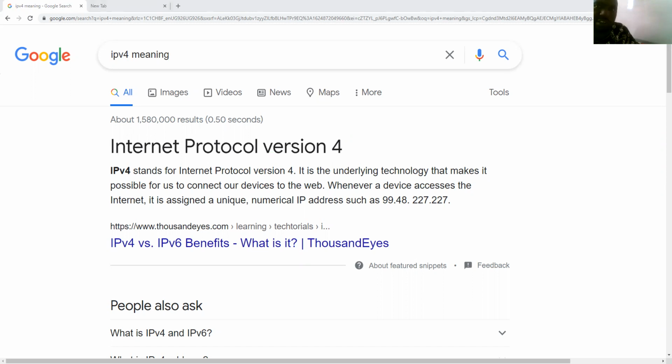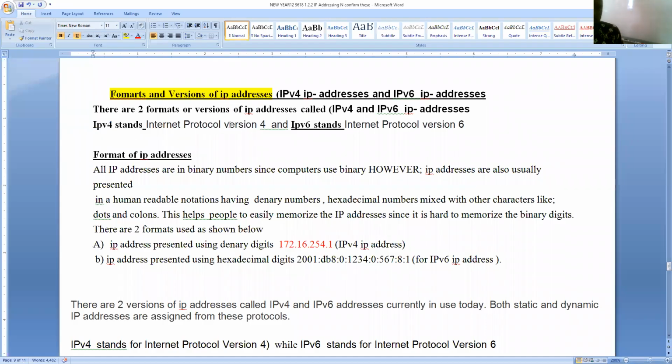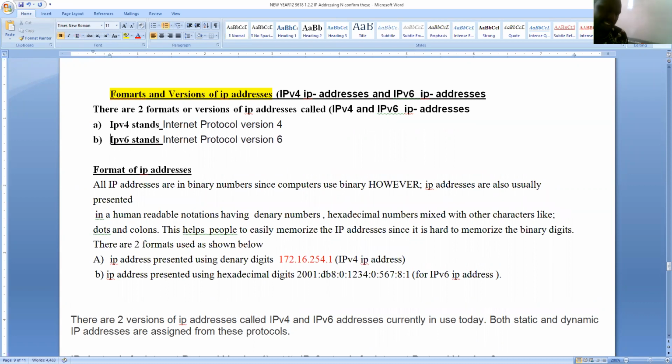So let me get back to the notes we are looking at. So these are the meanings. IPv4 stands for Internet what? Protocol version 4. Then IPv6 stands for what? For Internet what? Protocol version what? 6. Are you there? Yeah. What's the difference between the two of them?